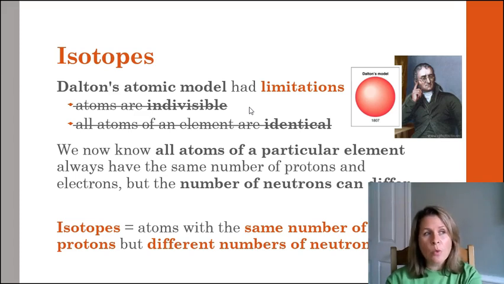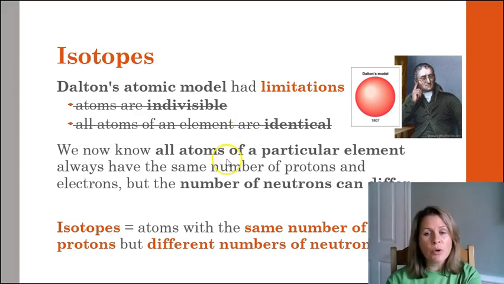Okay, so the way you identify a particular atom of a particular element is by its number of protons. So for instance, hydrogen is always going to have 1 proton. It's always going to have that atomic number of 1. If you go to helium, it's always going to have 2 protons. It's always going to have that atomic number of 2.